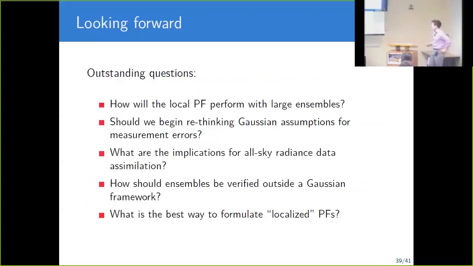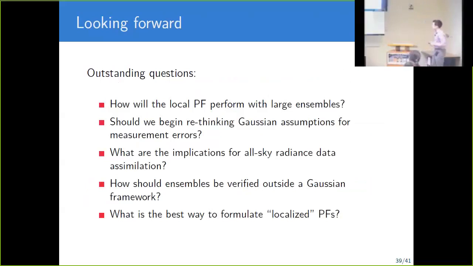Should we begin rethinking Gaussian assumptions for measurement errors? I see this as kind of low-hanging fruit, actually. We have a system where if you want to change the parametric form of your observation errors, it's just one line of code. You don't have to change anything else. It's actually very trivial in a particle filter framework to include various forms of measurement errors. And so should we start rethinking things using techniques like that? This is something I'd like to explore in the future.